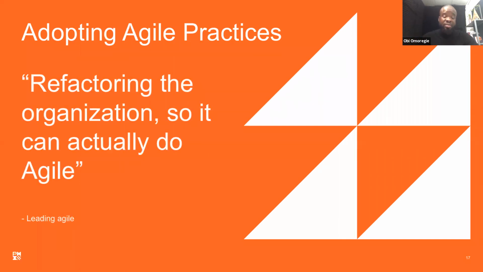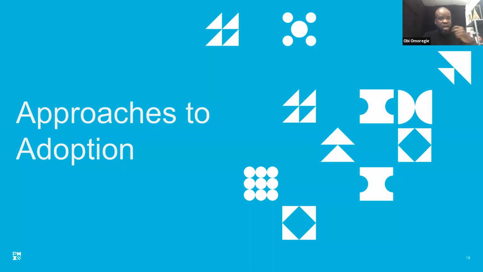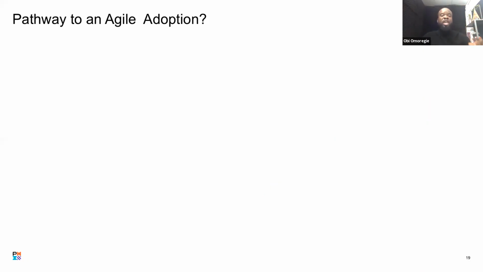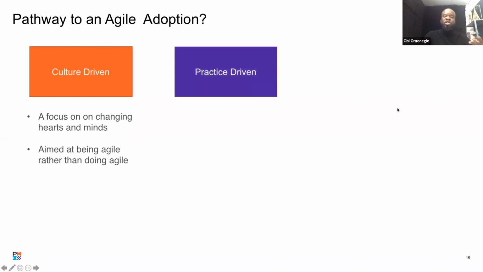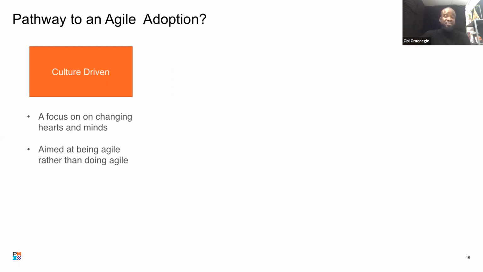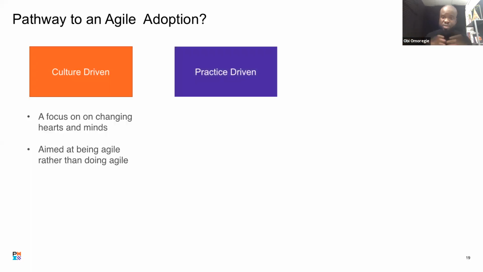Here's a quote from Leading Agile. They talk about the fact that we have to change and readjust the organization so that the organization can be more agile. So let's see a few approaches. Step one is we're going to talk about a culture-driven approach to agile practices. In the culture-driven approach, we're thinking about changing the minds of people. A lot of times when companies want to adopt an agile methodology, they start from here, the culture. The goal here is that if we focus on the minds of people, if we focus on being agile, maybe we can do agile.